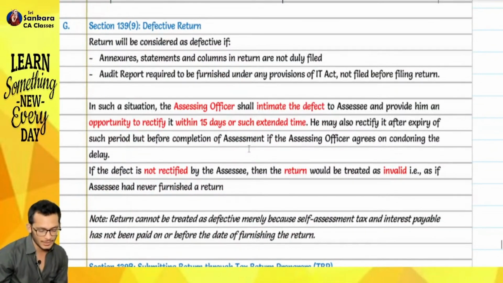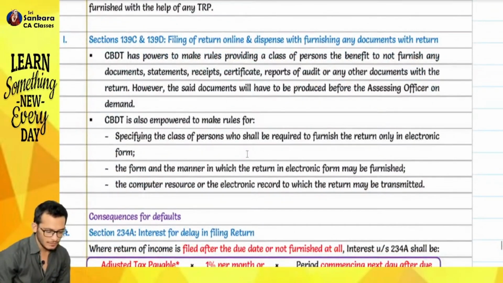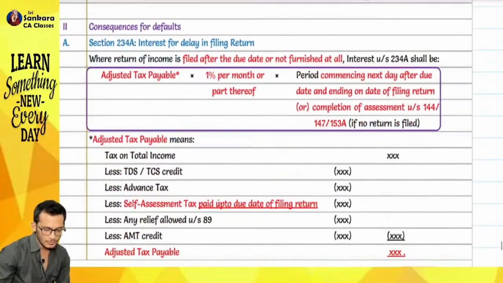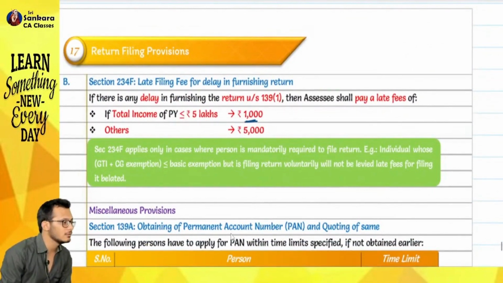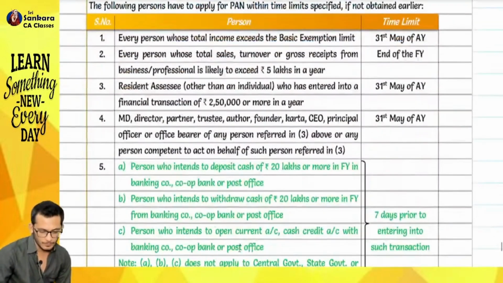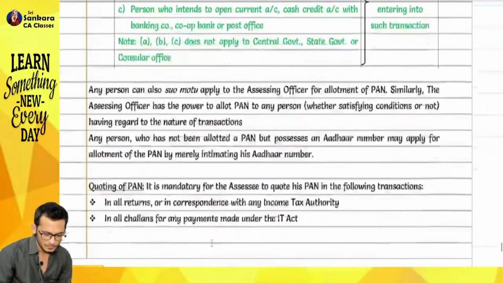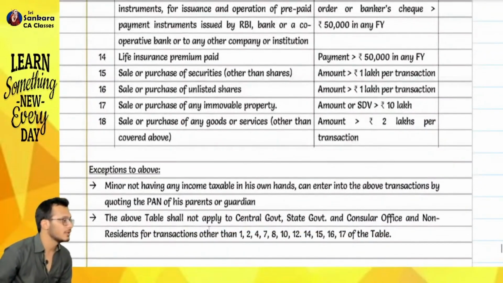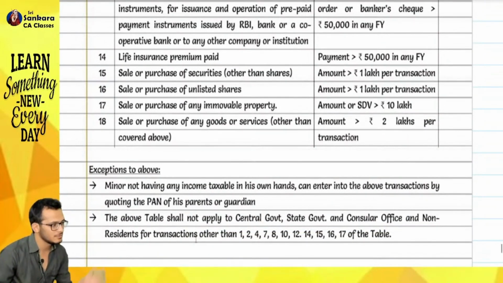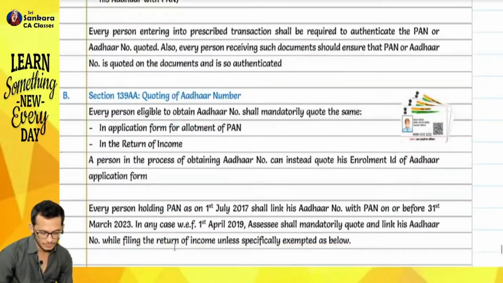Defective return you can ignore. TRP ignore. 139 CD ignore. 234A we just discussed, 234F we discussed. If your total income is less than 5 lakhs it is 1000, more than 5 lakhs it is 5000. PAN is for you to read, self reading. Who should furnish PAN? When should you furnish PAN? What are the limits to furnish PAN? You read on your own. I don't have anything to explain for you. If you are not able to remember, ignore it.